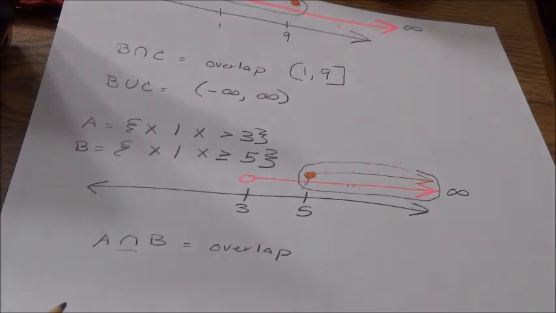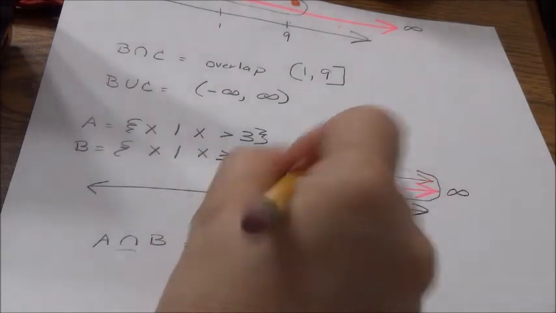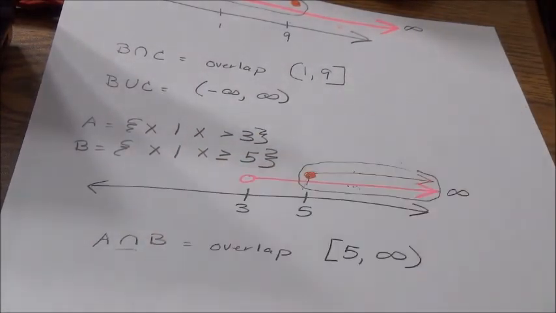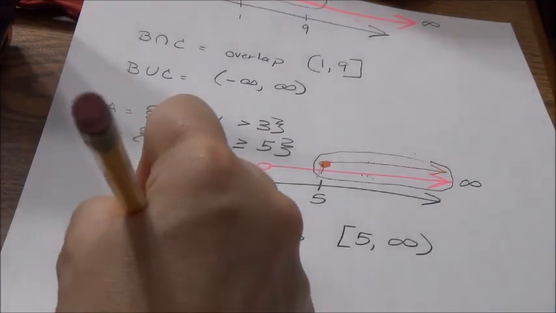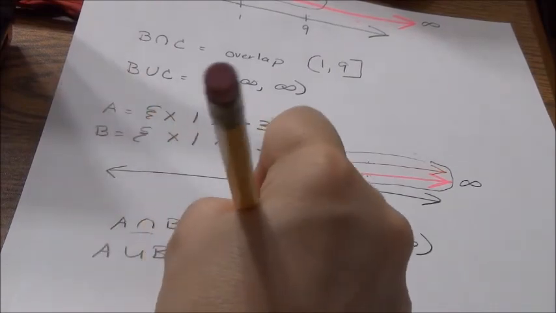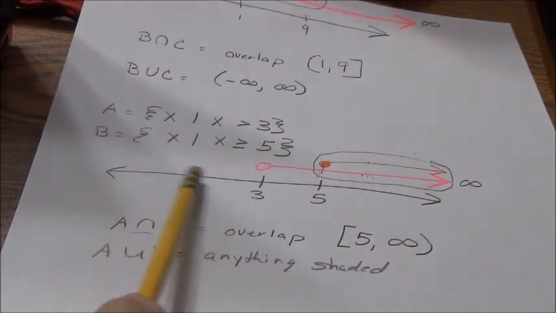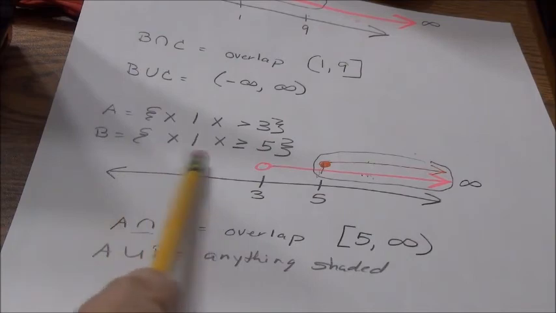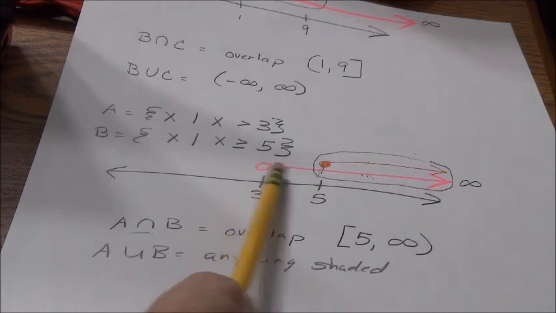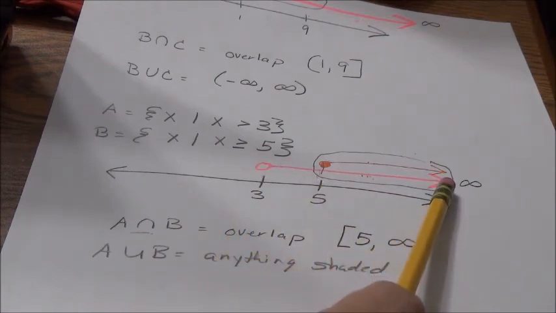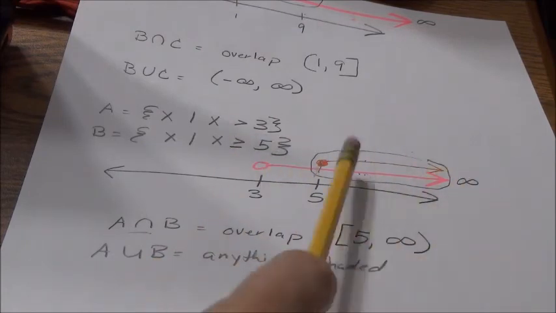I've got two arrows, one right on top of the other one. So from 5 to the end of my graph, the 5 has the filled in dot, so I'm going to use a bracket. Infinity always has a parenthesis. My union, A union B. Anything shaded. Here on this end of my graph, there is nothing shaded. I don't have a pink line, I don't have an orange line. The first shading starts at 3 and is shaded all the way to the end of my graph. So anything that is shaded, the numbers from 3 to infinity are all shaded in either graph.